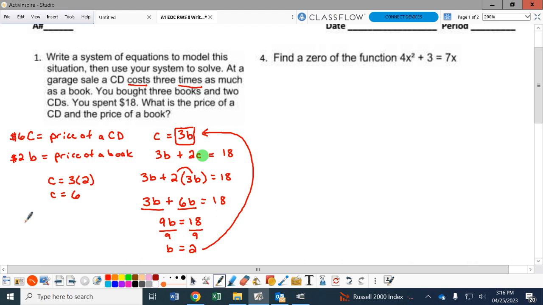And you need to write out a sentence answer because this is a sentence question. What is the price of a CD and the price of a book? The price of a CD is $6 and the price of a book is $2.